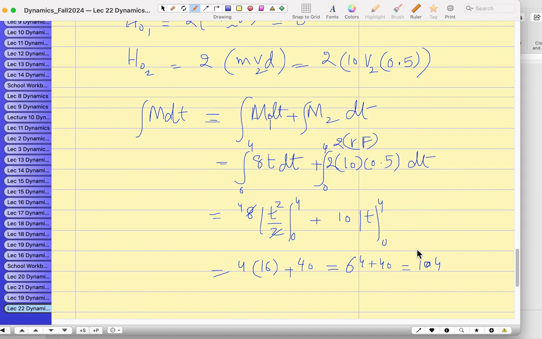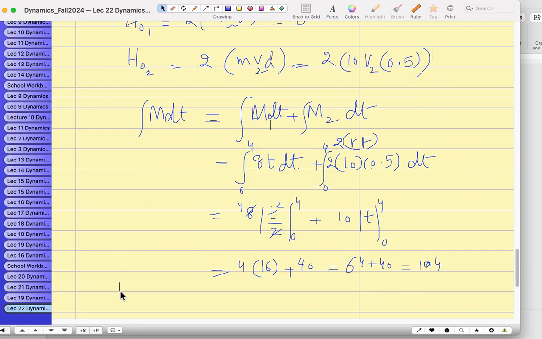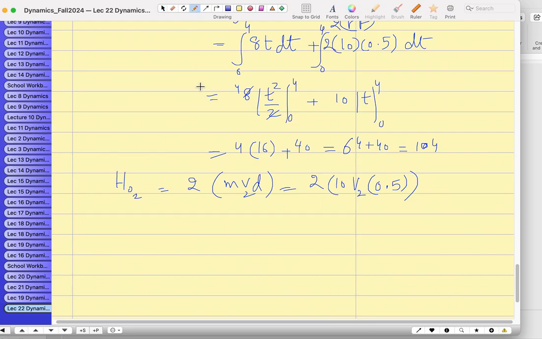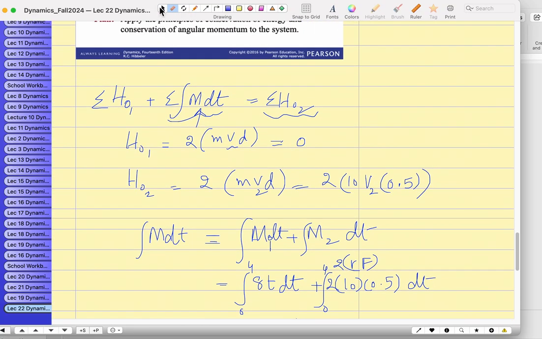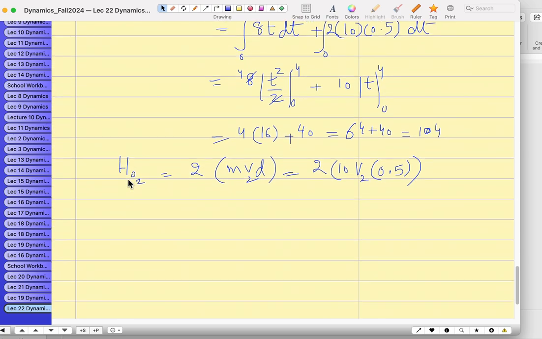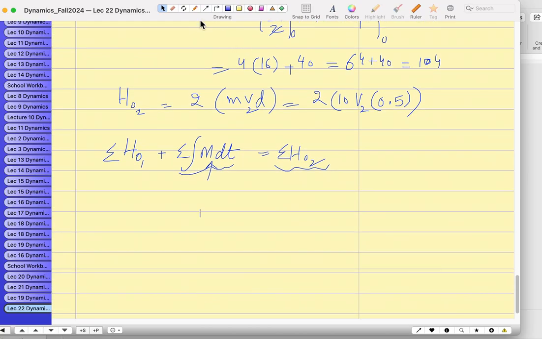So the right hand side is this one. Let me grab this thing. Now let's plug it in. Sorry, this one is our angular momentum. I'm going to take this equation, which is our angular impulse and angular momentum equation, and plug in every term one by one. On the left hand side, this term is 0, this is 104, and this is 10 V.